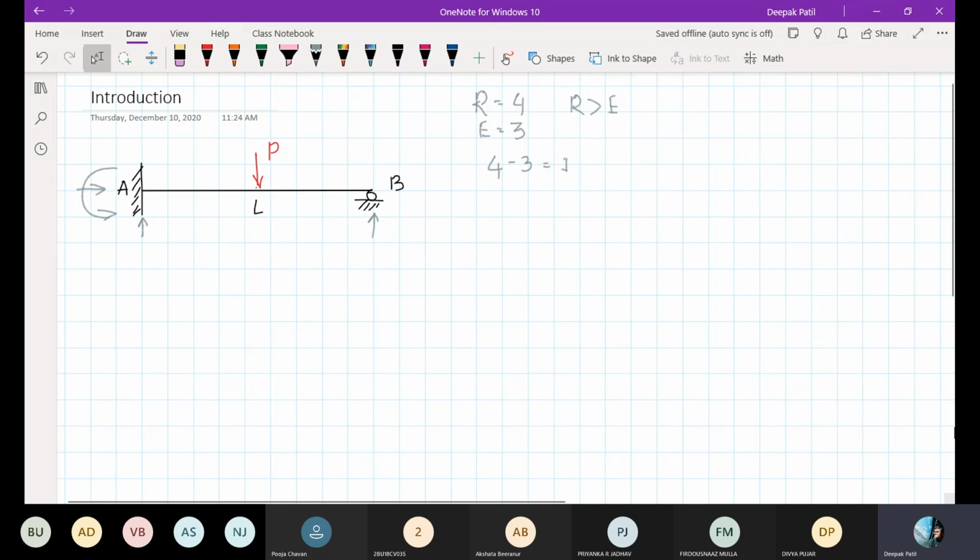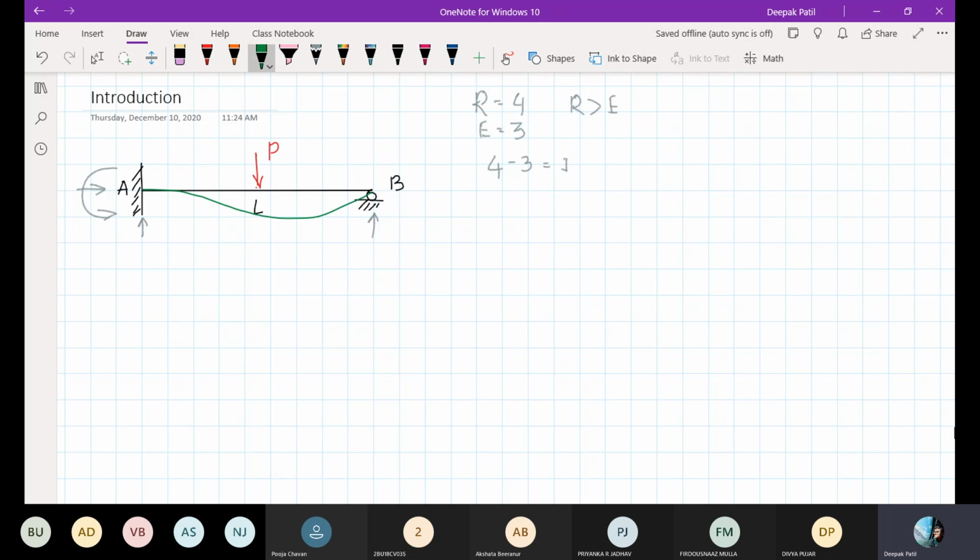Now after this, I want to analyze this structure using the matrix flexibility method. Let us keep the flexibility matrix method aside and see the approach. Now, this is a propped cantilever beam, and we have a point load P exactly at the center. Because of that, the beam will deflect something like this.